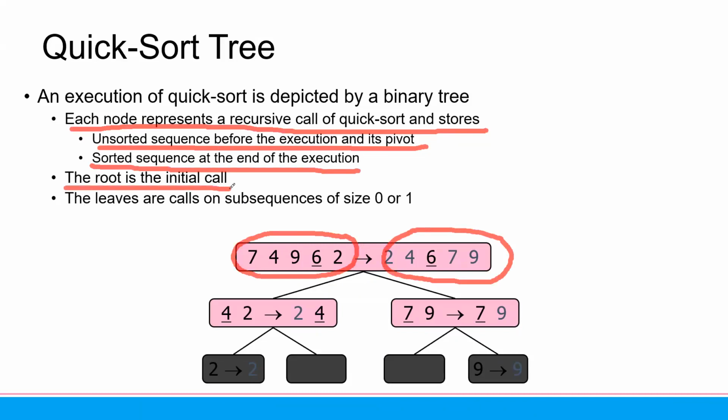The root is the initial call. So this is the initial call. And the leaves are calls on subsequences of size 0 or 1. So this is the leaf.